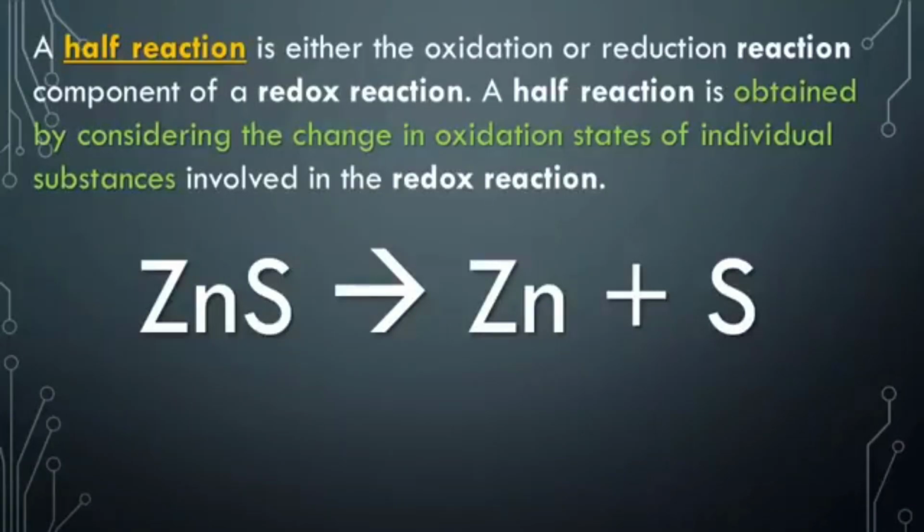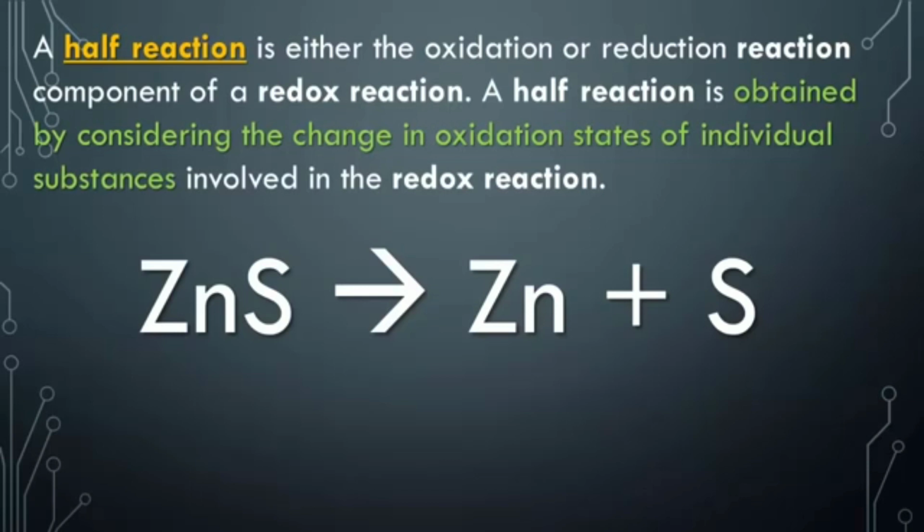The first step in writing half reactions is to assign the oxidation numbers for each of the species. So let's assign the oxidation numbers for each species in the decomposition of zinc sulfide. So a half reaction shows you half of exactly what is happening. It will show either just the oxidation, which is the loss of electrons, or just the reduction, which is the gain of electrons.